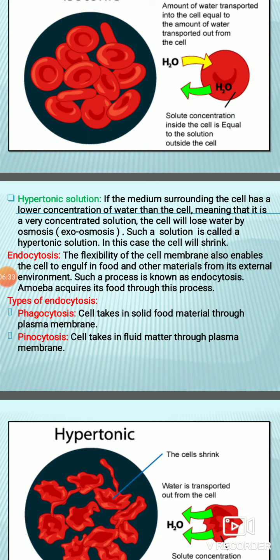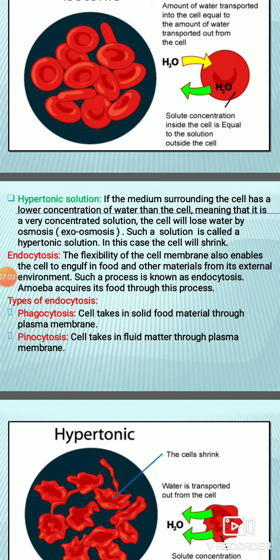Phagocytosis means when the cell is taking solid food material inside its cytoplasm. Phagocytosis is also used by cells such as neutrophils, which have phagocytic functions. That means if any microorganisms invade our body or any pathogen enters our body, then the cells undergo which process? Phagocytosis. They engulf those pathogens and they destroy them.